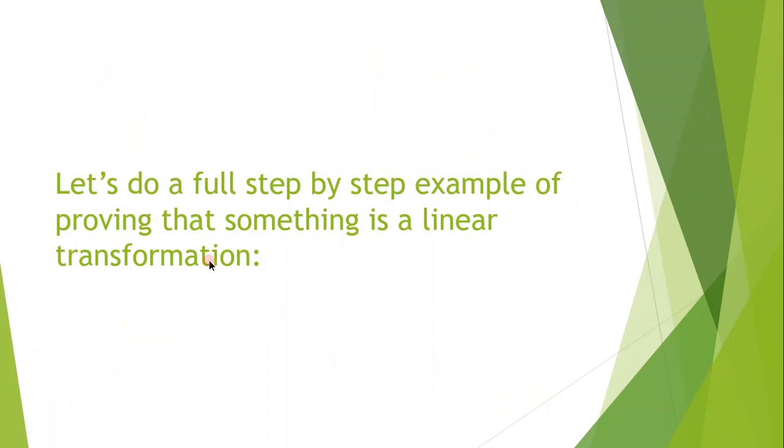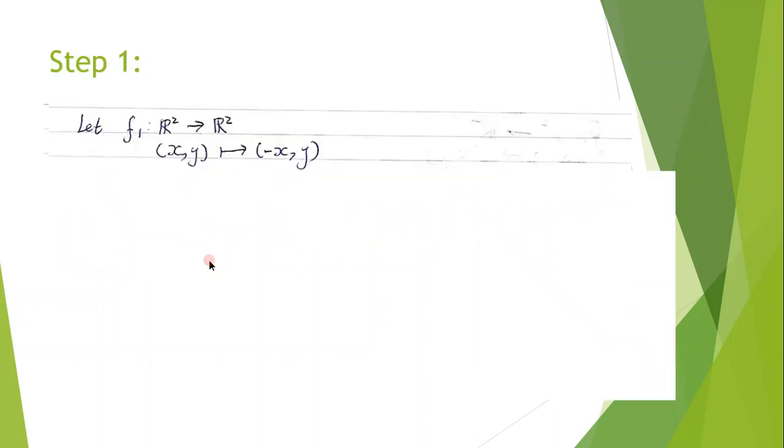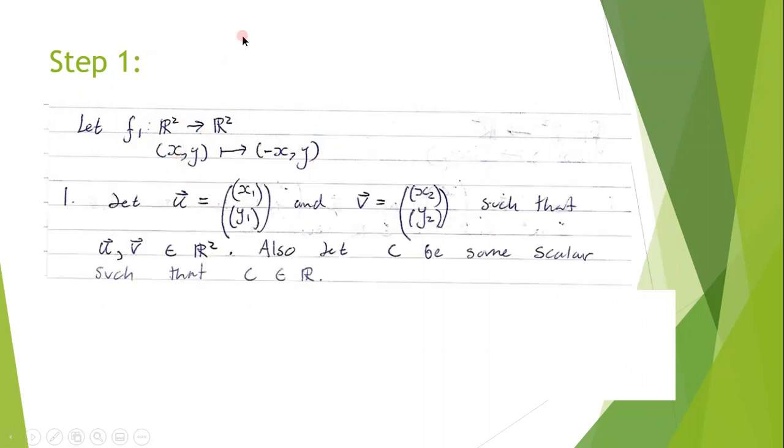Let's do a full step-by-step example of proving that something is a linear transformation, with questions that I've done myself with my own handwriting. I've made it as neat as possible, okay? So this is our linear transformation. It says the domain is of dimension 2 in the vector space, and we've got two coordinates, and what happens when they go through this function is the x coordinate becomes negative and the y coordinate stays as the y coordinate. That's what happens when a vector goes through this transformation.